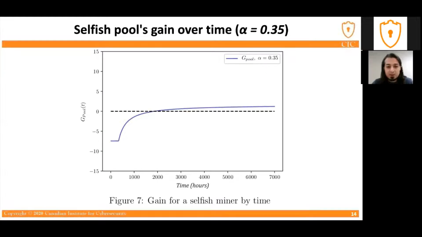revenue, and after a while it reaches a point that we call the break-even point. So it breaks even, and at this point it's not losing or gaining anything from doing the selfish mining, and after that it starts to grow and converge to a final value, maybe around 2. So we can see that at the beginning Craig Wright's analysis is correct and selfish mining is not profitable, but after a while selfish mining becomes profitable.